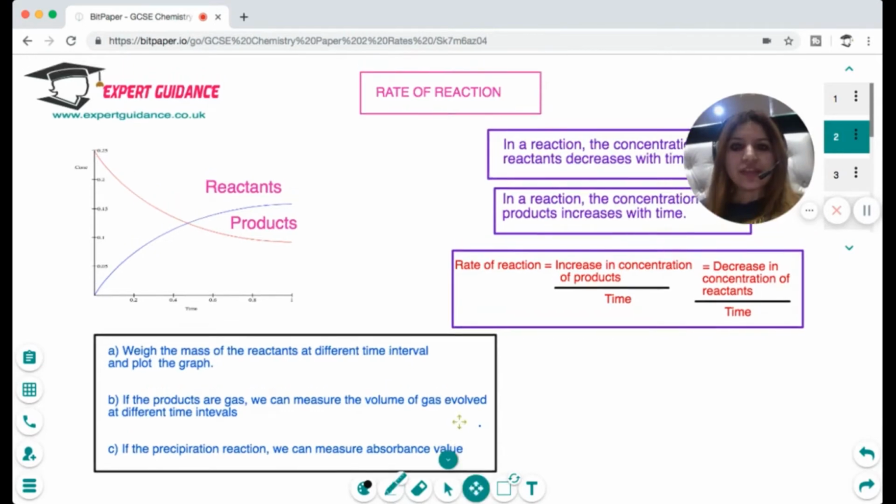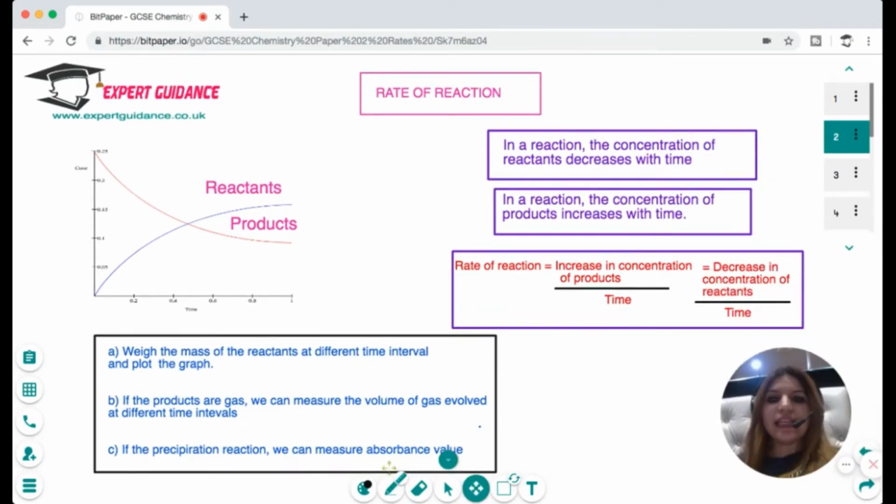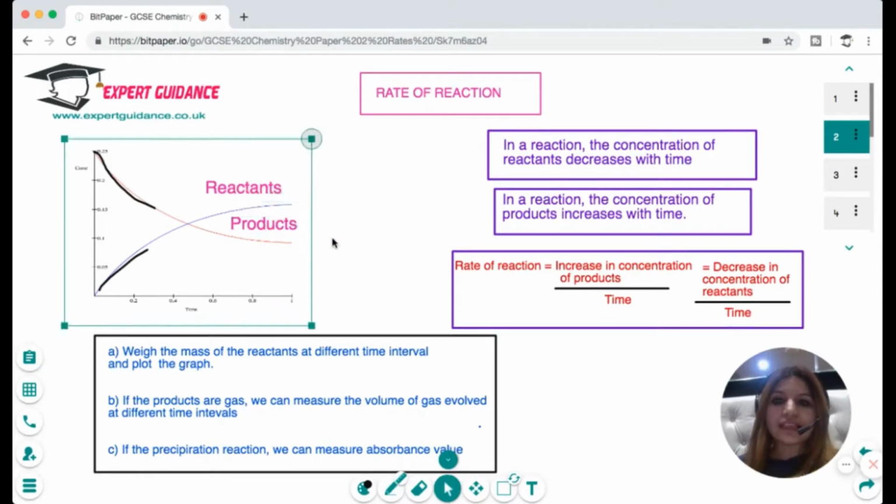What is a rate of reaction? Now, if you see any reaction, it has reactants and products. What happens to the reactants with time is that their concentration starts to fall. And on the other hand, the product's concentration starts to build up. So this is the graph.